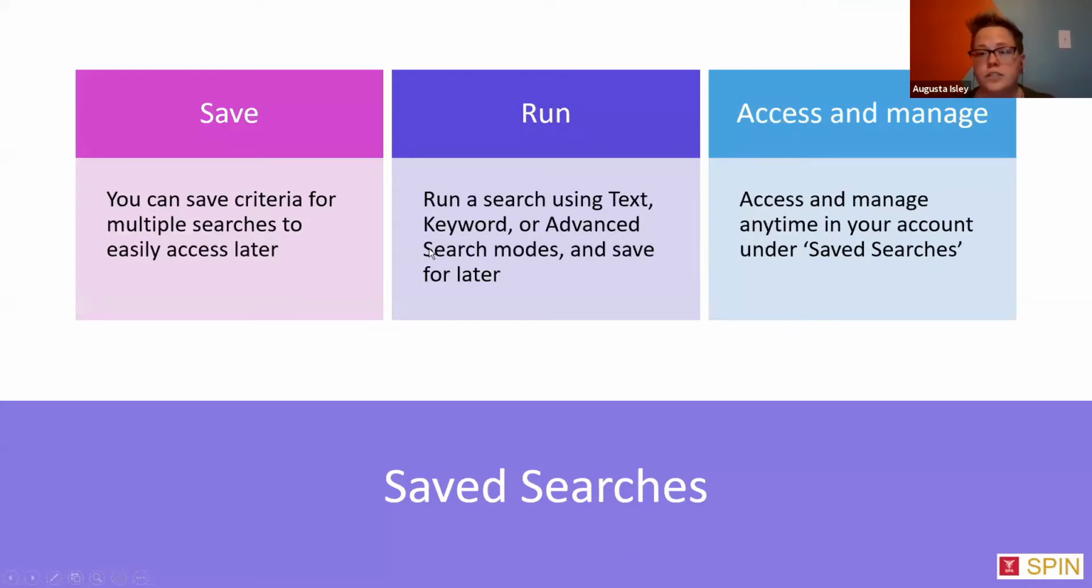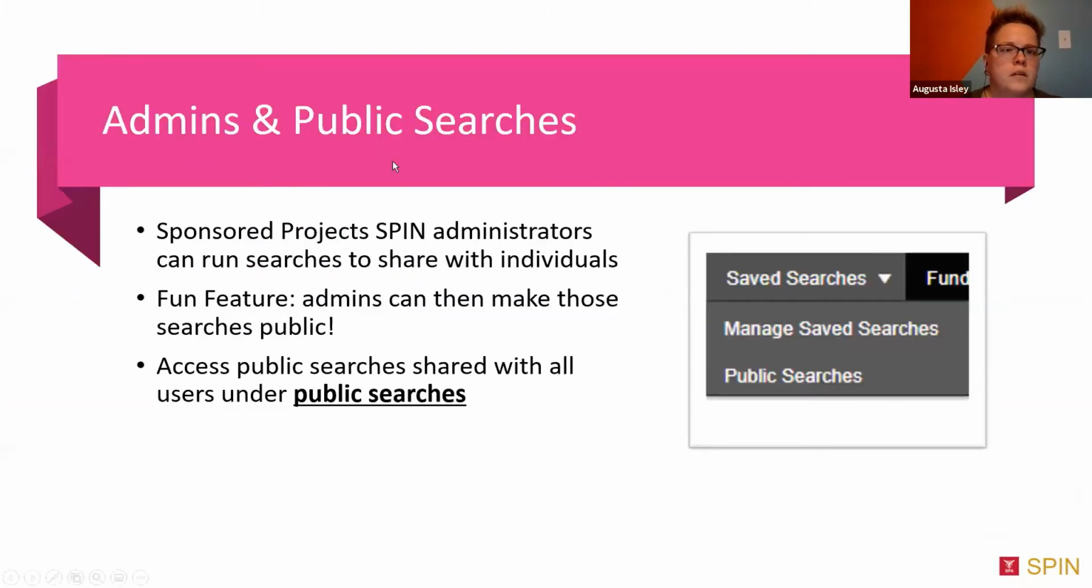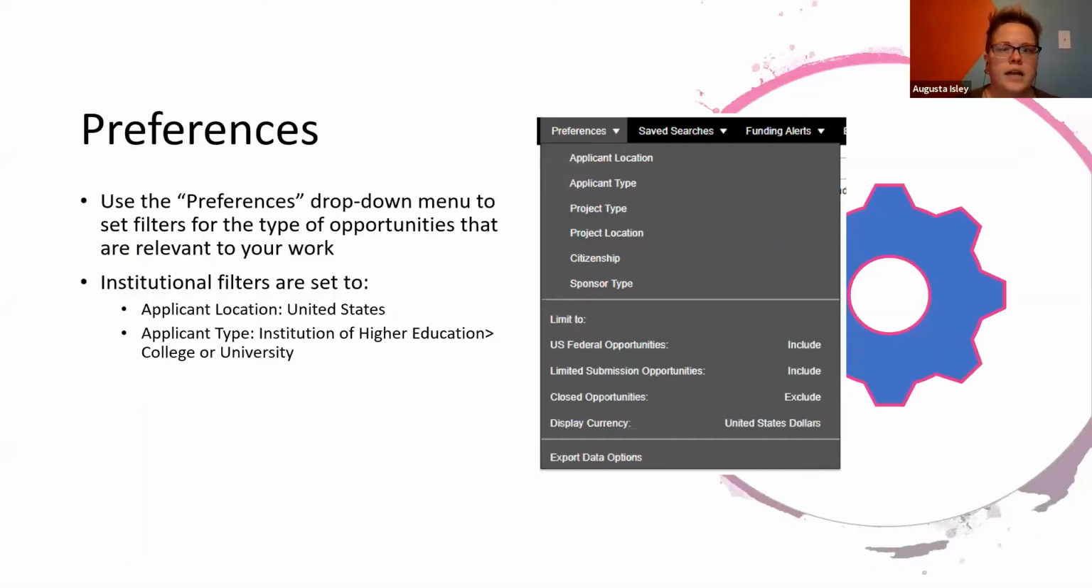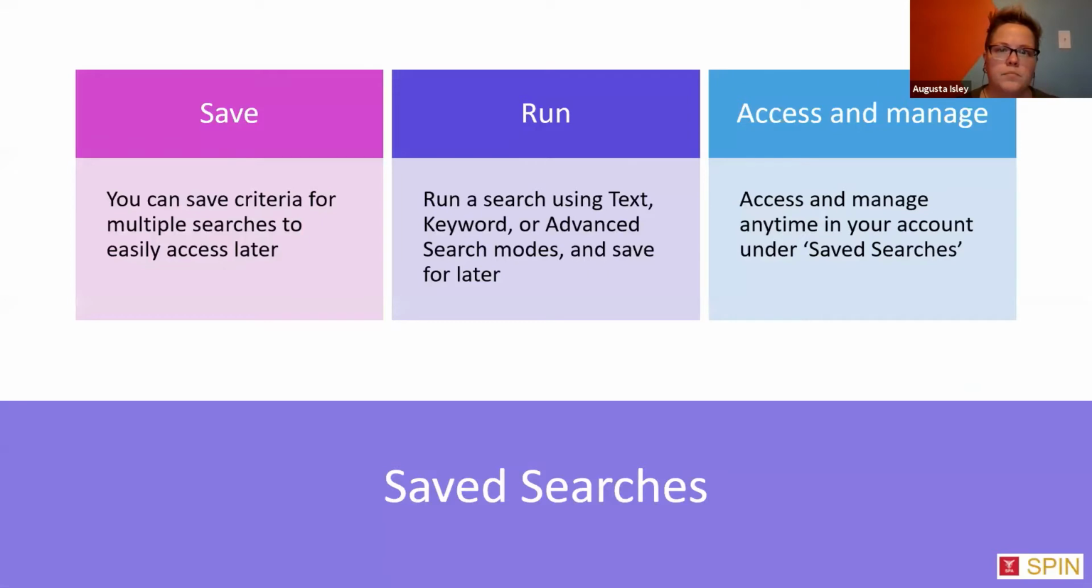You can save searches after you run them, which is really great. It's a handy feature that will allow you to get alerts based on those searches. You can also do that for specific funding opportunities, which is kind of cool. And again, you could do that with Pivot as well. I just think the user functionality in SPIN is better for those types of features.